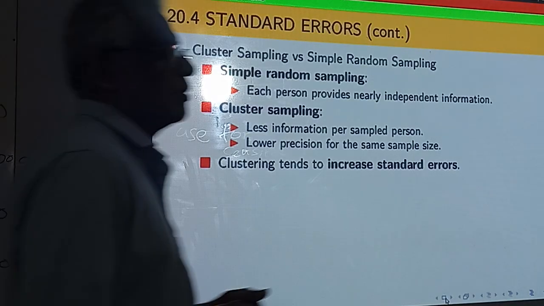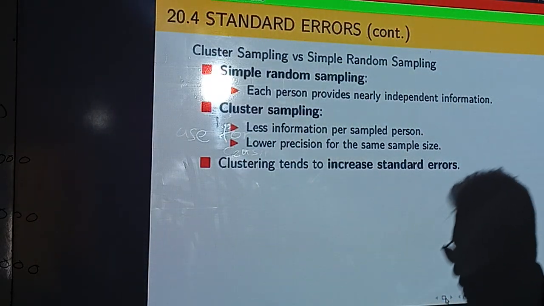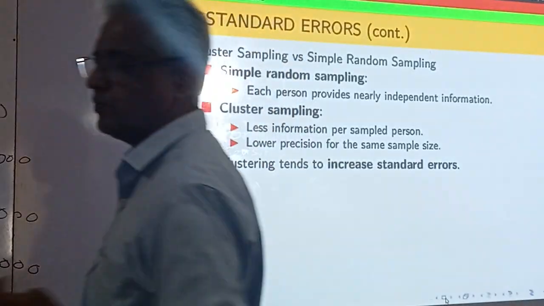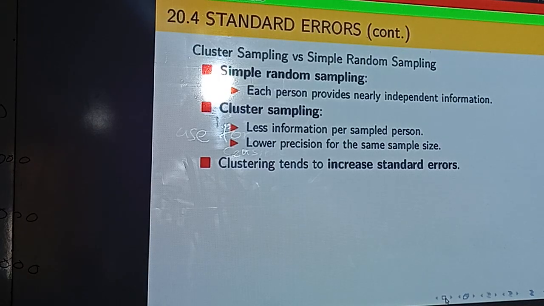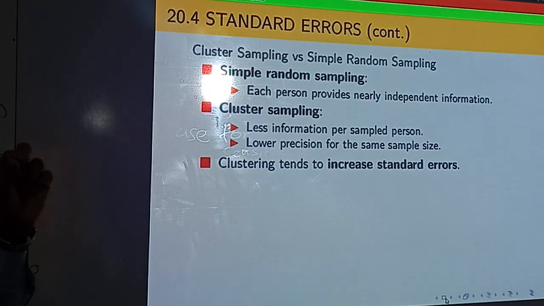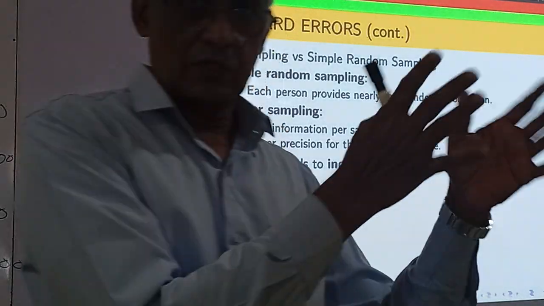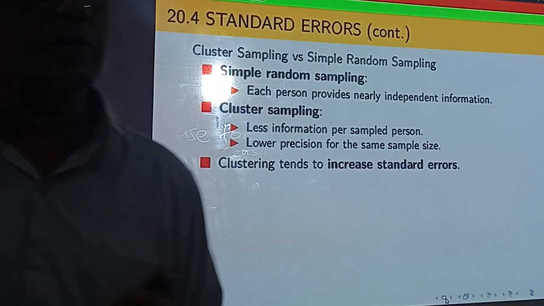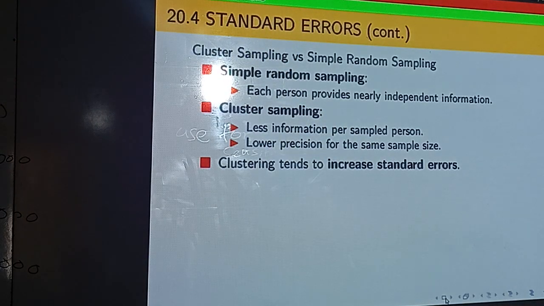We have already learned the formulas for standard errors for the sum of values in the sample, for the average of values in the sample, and for the proportion of something in a sample. We know two types of formulas. If the sampling is done with replacement, you use one set of formulas. Without replacement, you multiply by the finite population correction, the square root of (N minus n) divided by (N minus 1). But all of that is valid for simple random sampling.